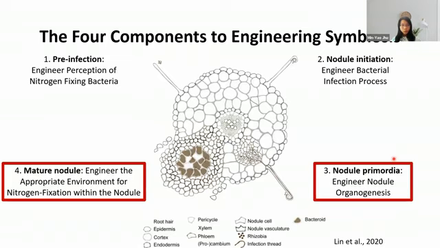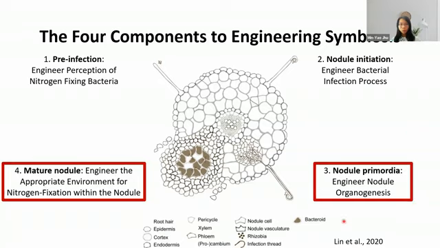In order to do the engineering, there are four major components that we need to work on, corresponding to the four major steps for the symbiosis relationship to be established. The first one is the pre-infection process, where we need to engineer the plant to be able to perceive the nitrogen-fixing bacteria. The second starts with the nodule initiation process, in which the bacteria start to enter the plant tissue.